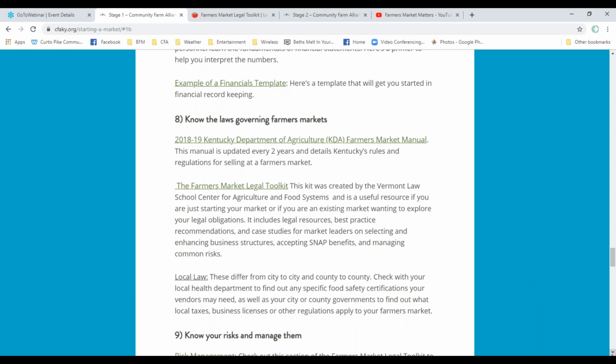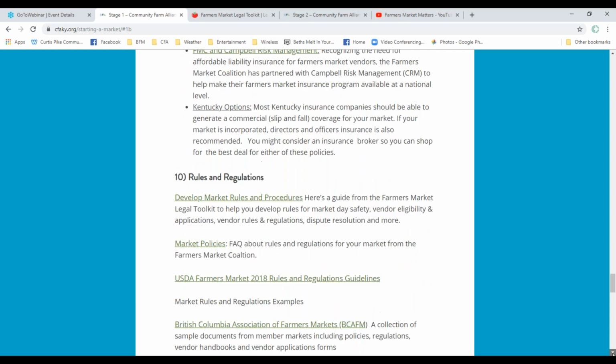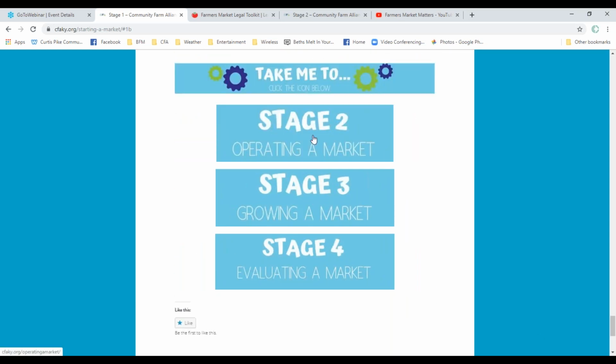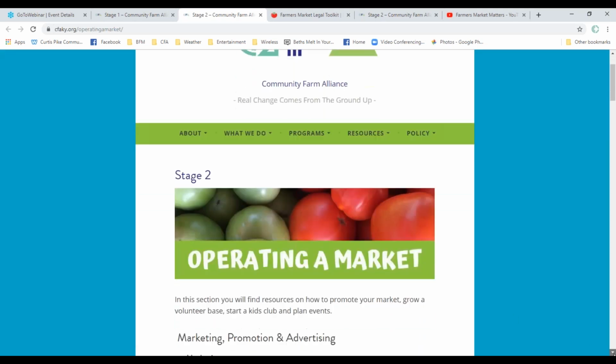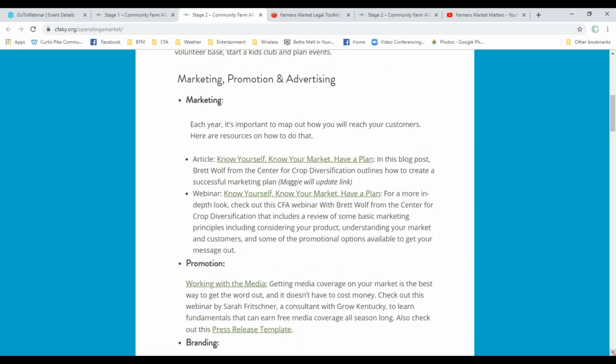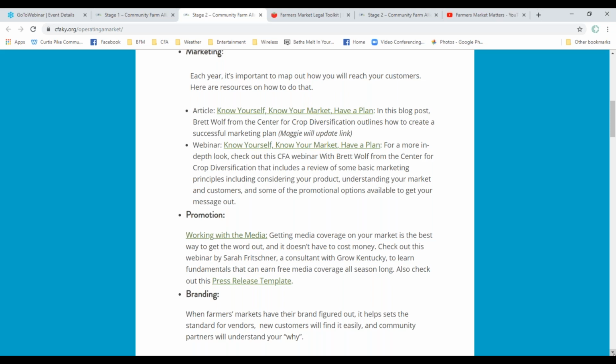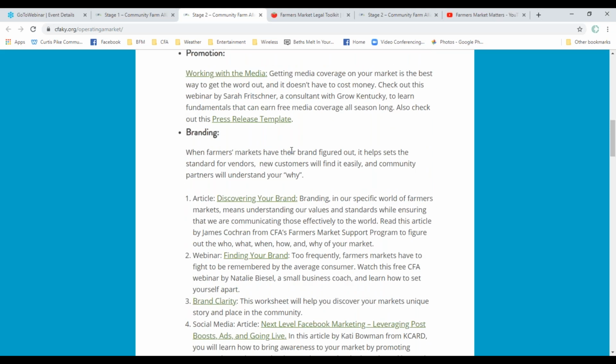And so at the bottom of each page, you can hop to the next section. So stage 2 is operating a market. And just quickly through that is creating your marketing plan, which is something you should do every year at the top of the year. So start thinking about that.